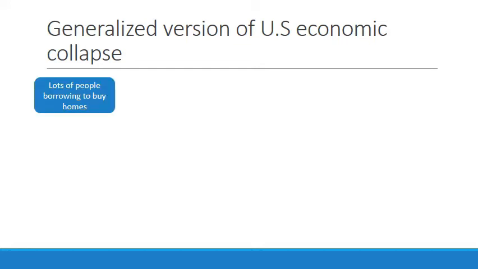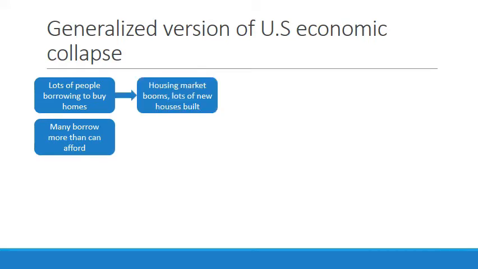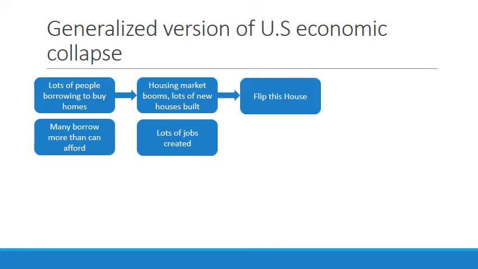So you have lots of people borrowing money to buy homes. Many borrow more than they can afford. From this perspective, what we're seeing is a housing market boom, with lots of new houses being built. And so lots of jobs are being created in this housing boom. We see all these people going into construction and building homes. They're being paid fairly well, but the problem, of course, is that the people borrowing the money to actually build these homes are borrowing more than they can actually afford.